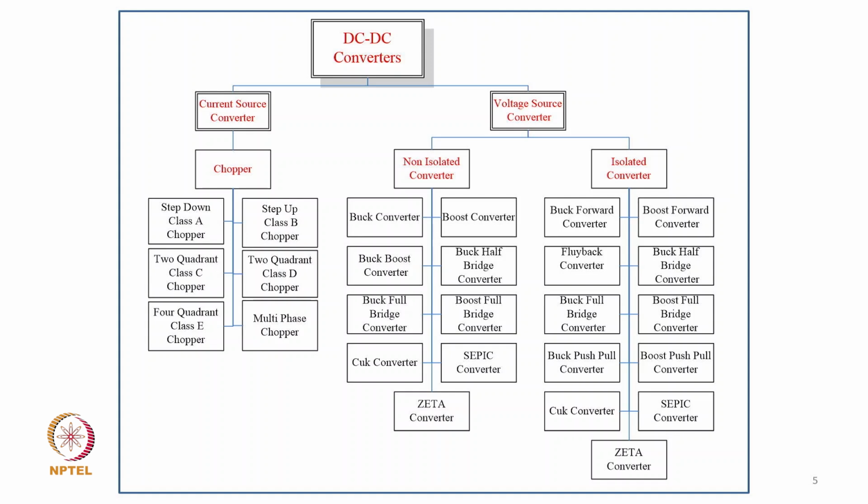Similarly, we have isolated DC-DC converters, voltage source converters, which again divide into many categories like buck forward converter, boost forward converter, then flyback buck-boost converter, then buck half bridge converter, buck full bridge converter, boost full bridge converter, and buck push pull converter, and boost push pull converter, then Cuk converter and SEPIC converter, followed by Zeta converter.